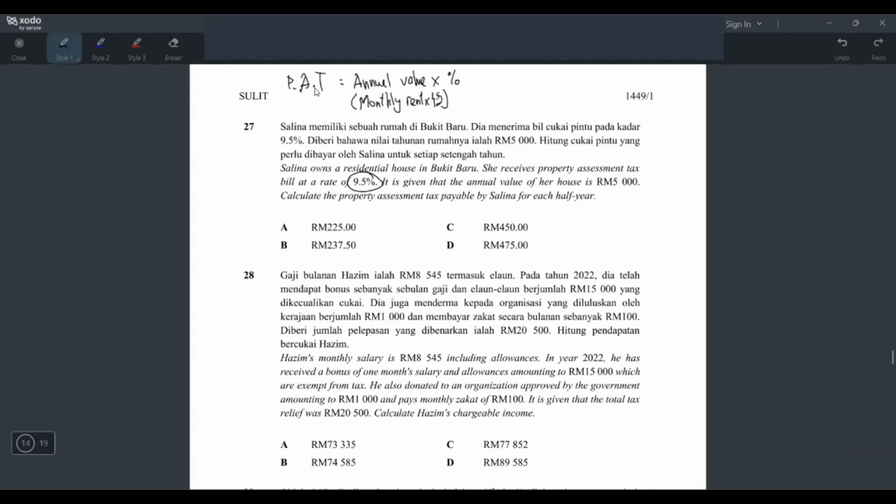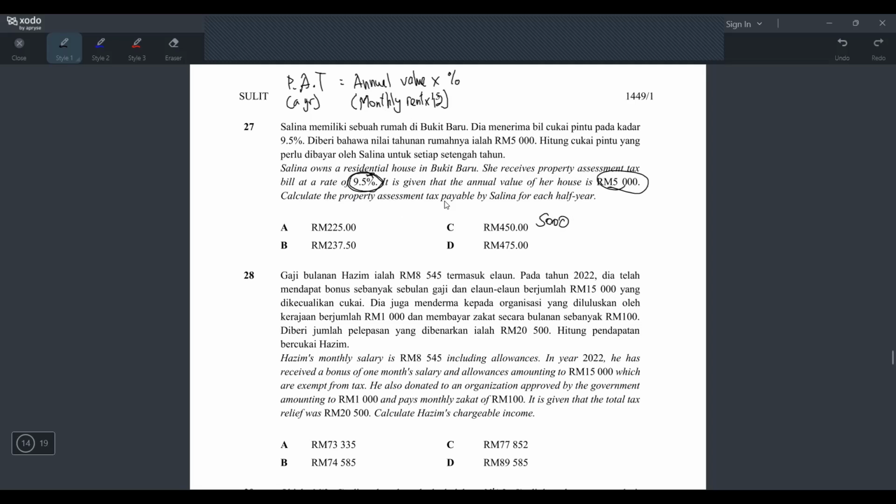But this is the property assessment tax for a year. This is how you calculate for a year. So the formula is annual value times percentage. But if they don't give you annual value, they give you monthly rent, then you times 12 to get the annual value. Okay, the percentage is already given, 9.5%. It is given that the annual value is 5,000, so it's already annual value, so I don't have to times 12. So this is 5,000.